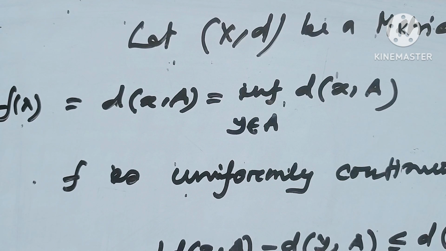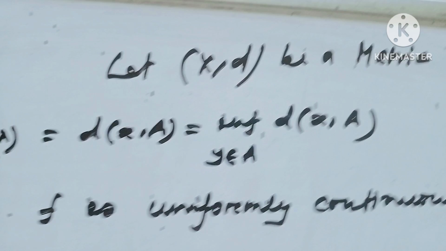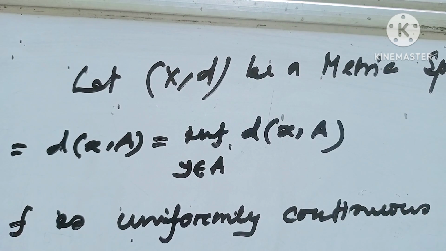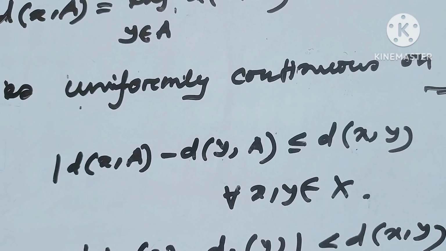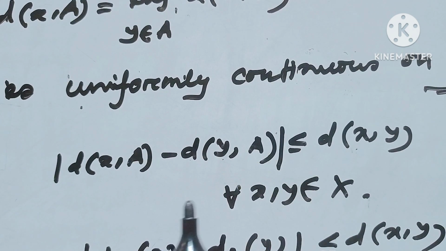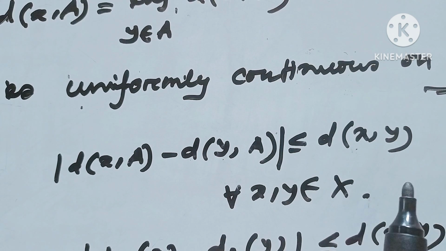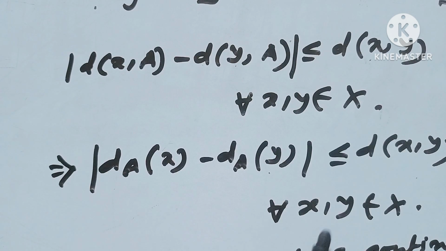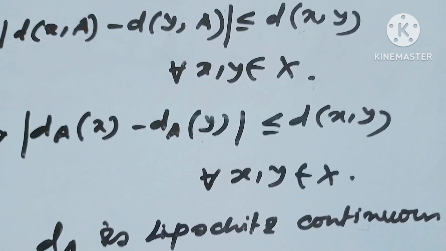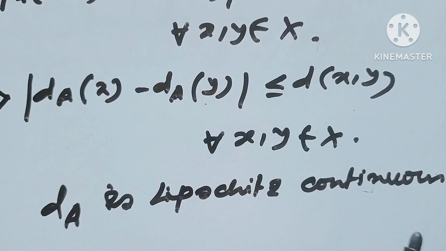Next, if we consider f of x equal to this infimum distance, then f is always uniformly continuous on X, where (X, d) is a metric space. And this is because a few minutes ago I have shown that the absolute value of d of xA minus d of yA is less than or equal to d of xy for all x, y belonging to X. That implies d of Ax minus d of Ay is less than or equal to d of xy, and this is true for all x, y belonging to X. That means dA is Lipschitz continuous.